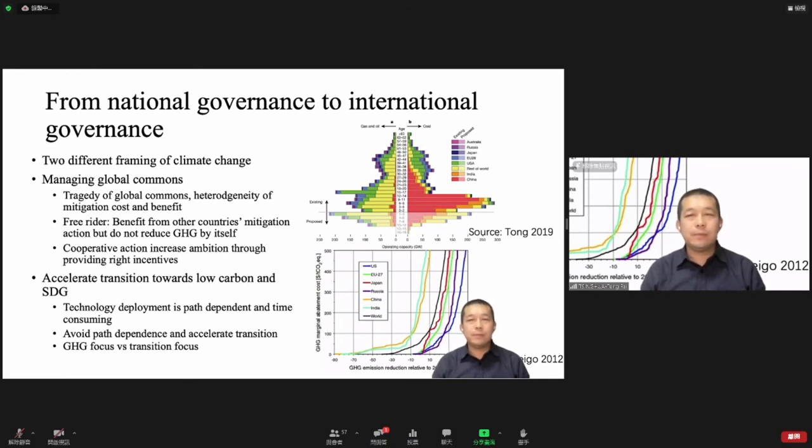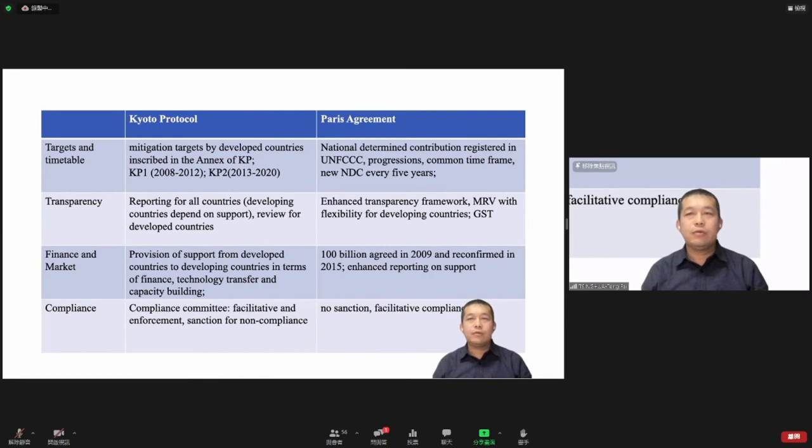So those two frames have huge implications. The first frame focuses on how different countries can work together to reduce greenhouse gas emissions, so greenhouse gas emission will be the focus. The second frame focuses on how international partners can work together to accelerate the transition, so the transition will be the focus. And to accelerate the transition also means you need to provide the means of transition, in terms of finance and technology, to make that low carbon transition happen as soon as possible. Those two different framings have implications for international governance and for how we agree on different agreements to reduce our emissions.